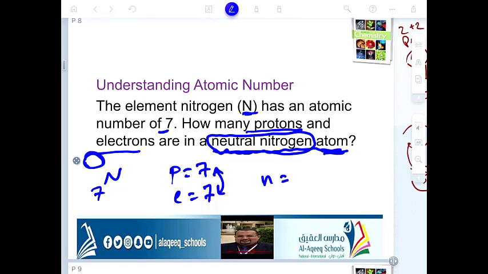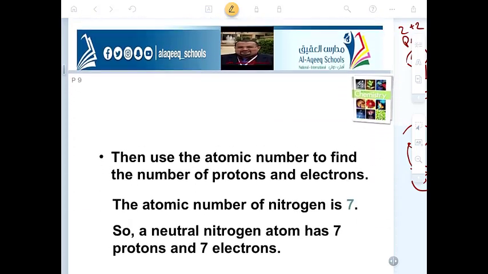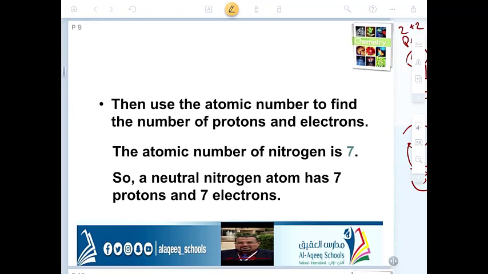By the way, I can give it to you. If the mass number is 14, what does it mean? It means the number of neutrons equals, make the subtraction please, 14 minus 7 equals 7. So we can get the number of neutrons if we have the mass number. This is a very quick exercise to know how to get the number of electrons and protons from the atomic number.